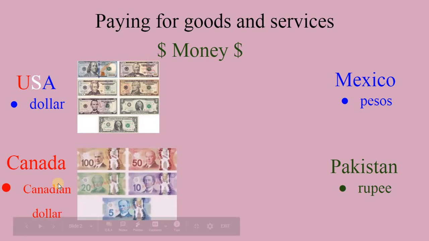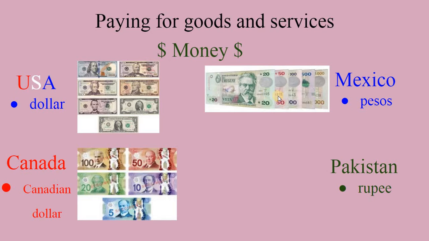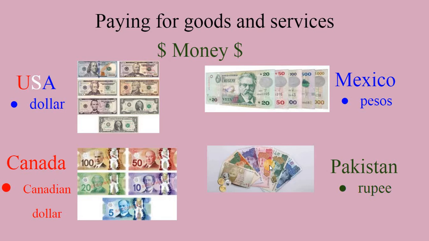For Canada, for example, they use the Canadian dollar, and these are some examples of the Canadian dollar. For Mexico, their monetary unit is called the peso. These are examples of the pesos. Again, they always have pictures of important people in that country. Another example is Pakistan. It's the Pakistan rupee, I'm sorry, rupee. And these are some examples of that. So each country has a certain monetary system that they use to pay for goods and services. These are just four examples.